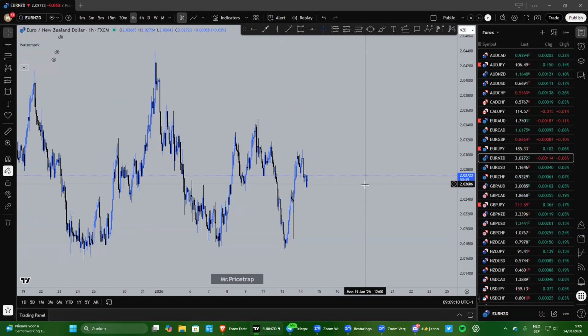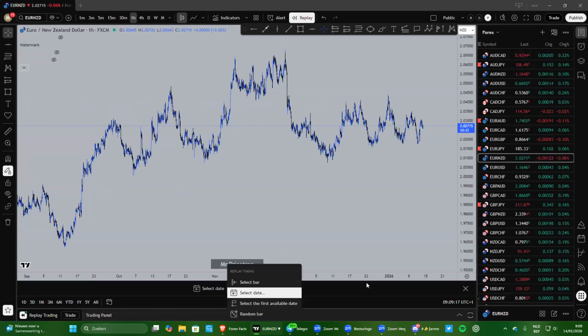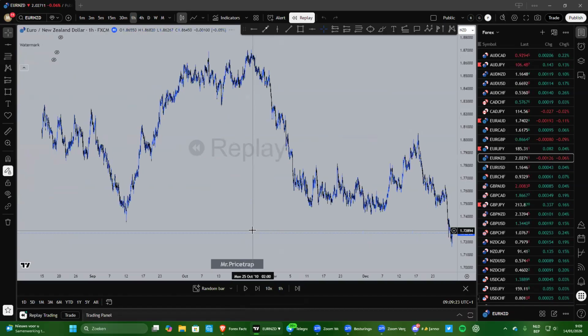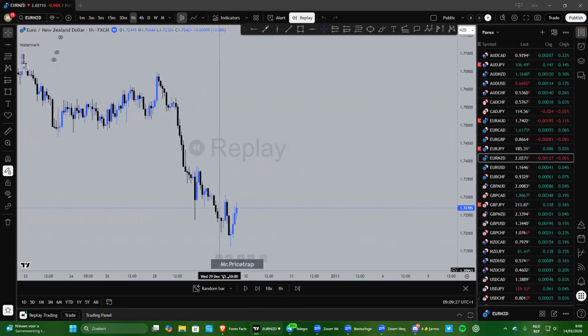And then you have the third one, which is simply replaying on random days. I always select the date. You can also do random normally, but my zoom bar is in the way. There we go. So random bar, boom, it just gives you a random bar and you can start using the price traps. You see, you don't have a lot of structure, so you let the market do its thing.